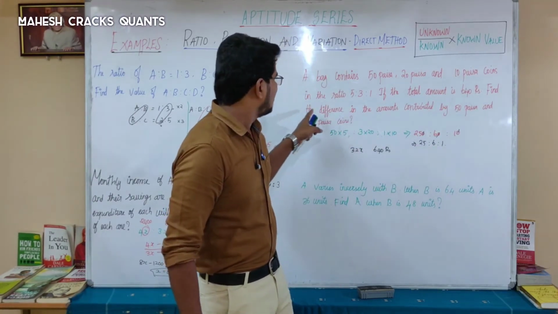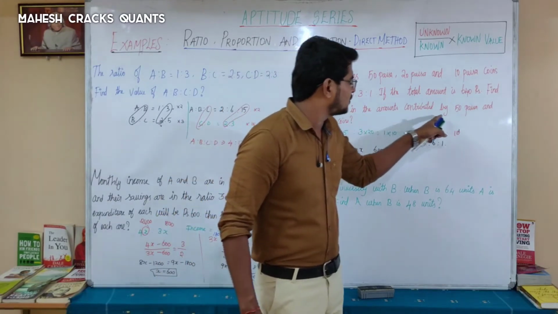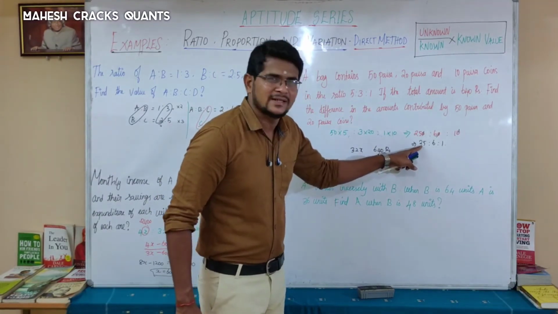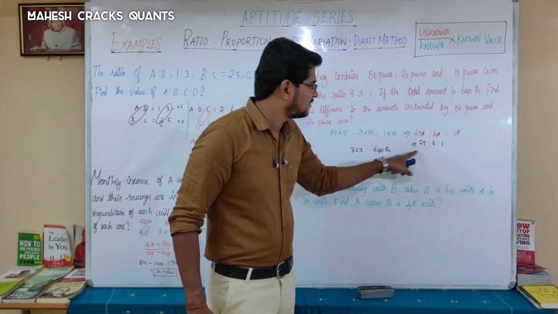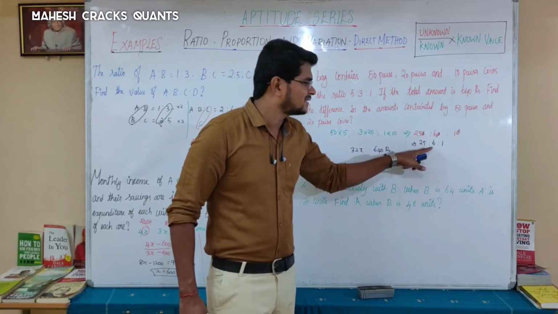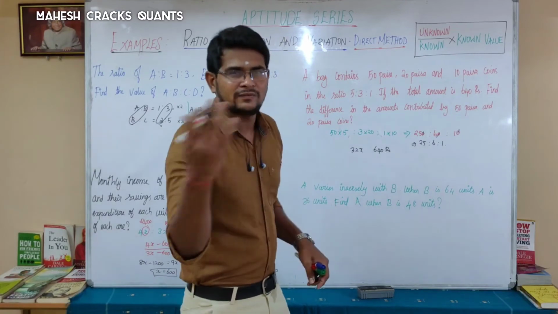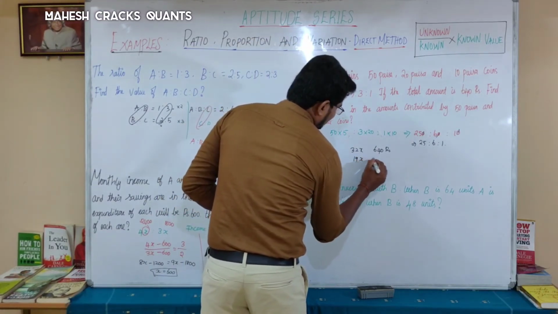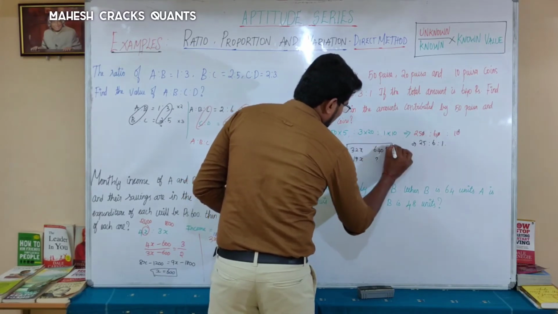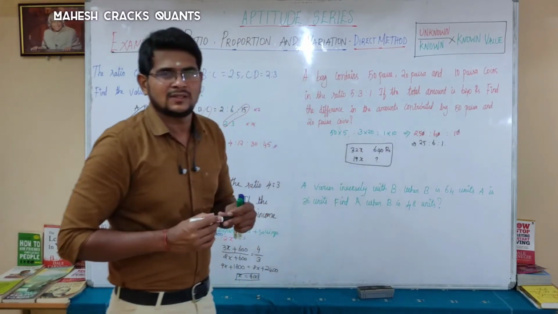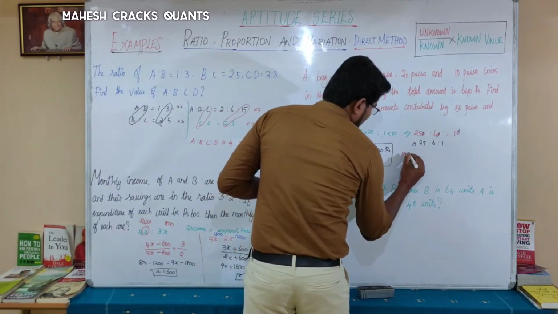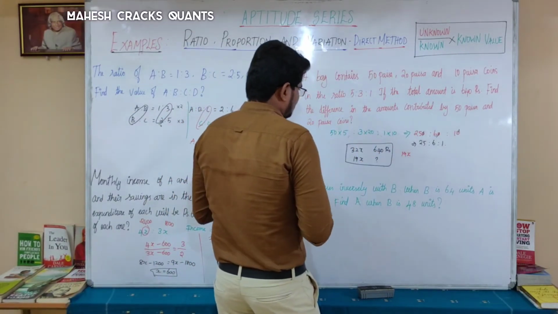Now the question is the difference in the amount contributed by 50 paise and 20 paise coins. This is 50 paise coins. This is 20 paise coins. What is the difference between these two? 25x and 6x. What is the difference? 25 minus 6, 19x. You have to find out the 19x value. You have the value of 32x. Substitute in unknown by known, you will get the answer. Unknown is 19x. Known is 32x.